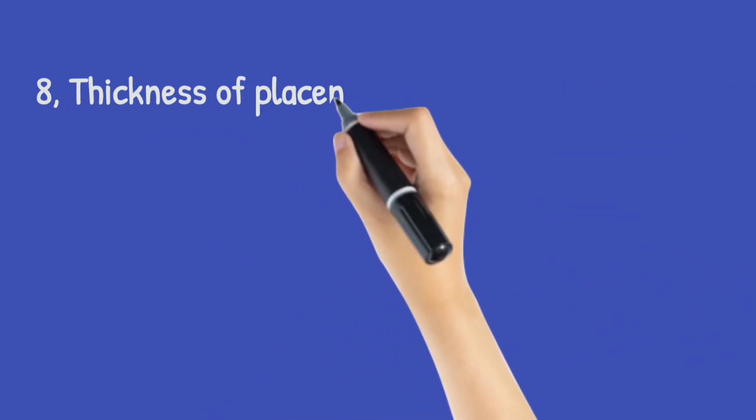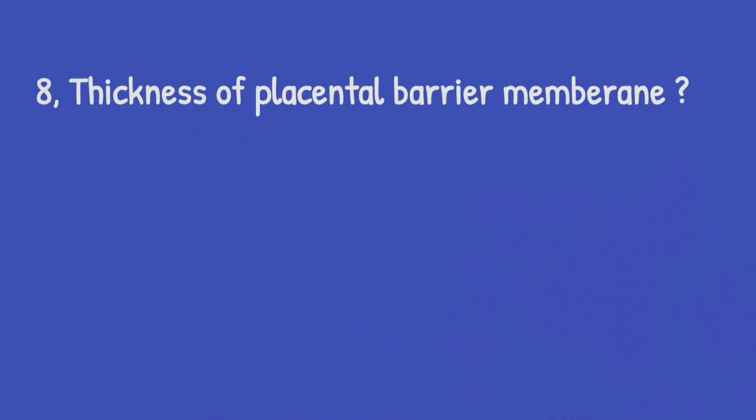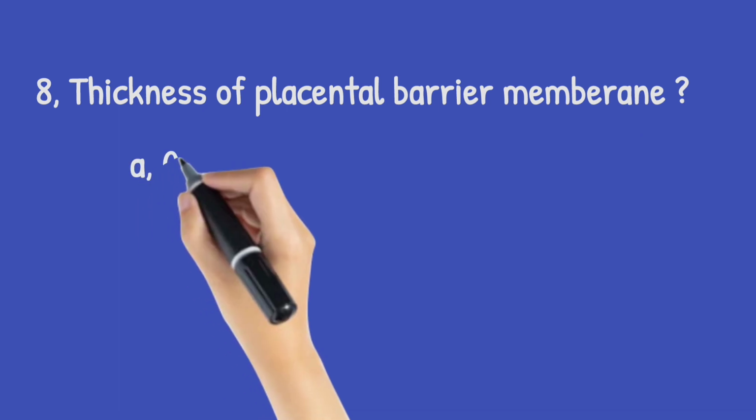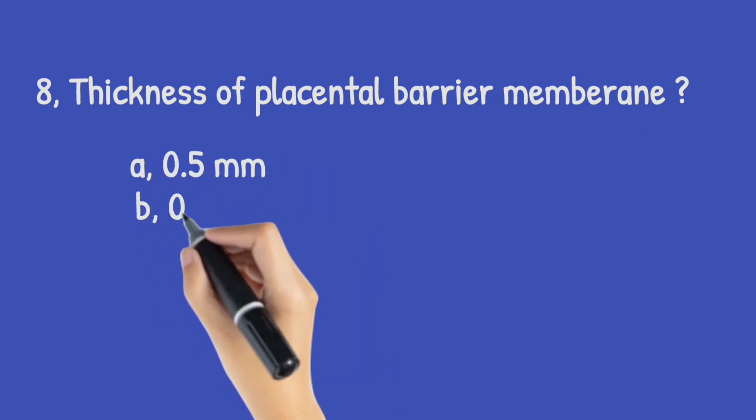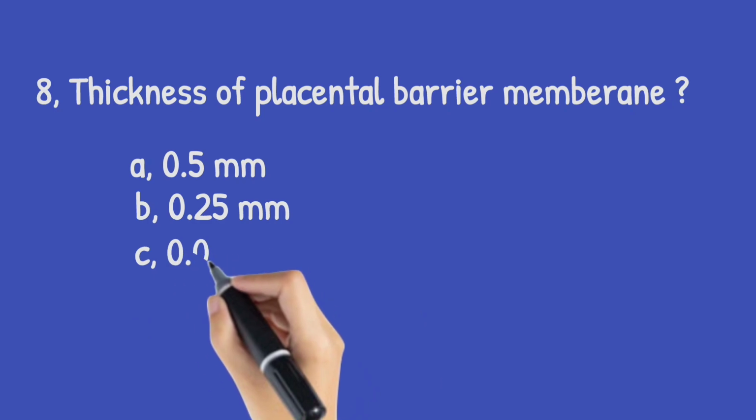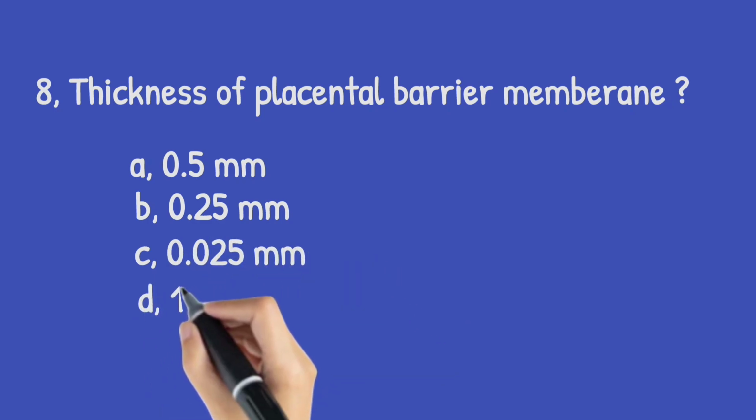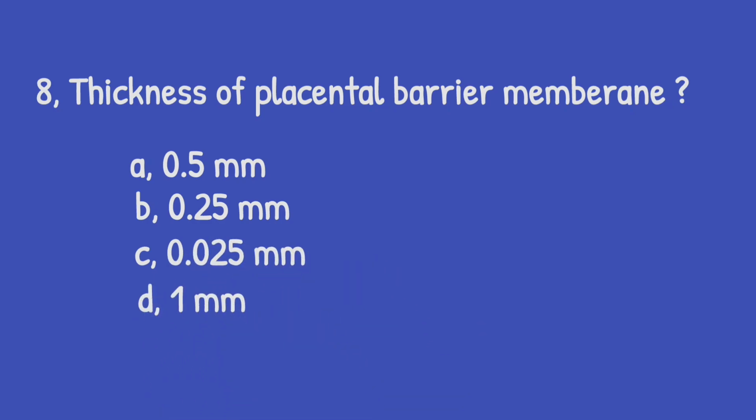Thickness of placental barrier membrane is: option A, 0.5 mm; option B, 0.25 mm; option C, 0.025 mm; and option D, 1 mm. The answer is option C, 0.025 mm.